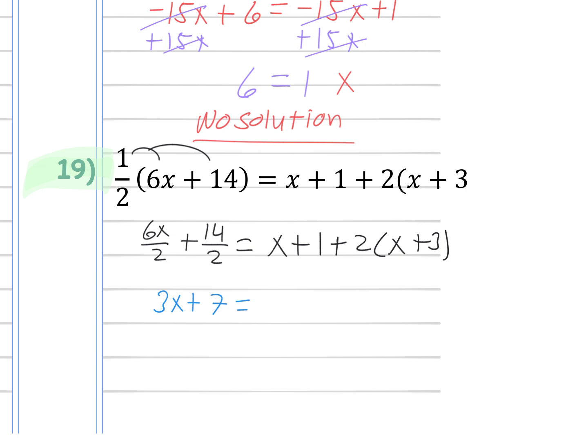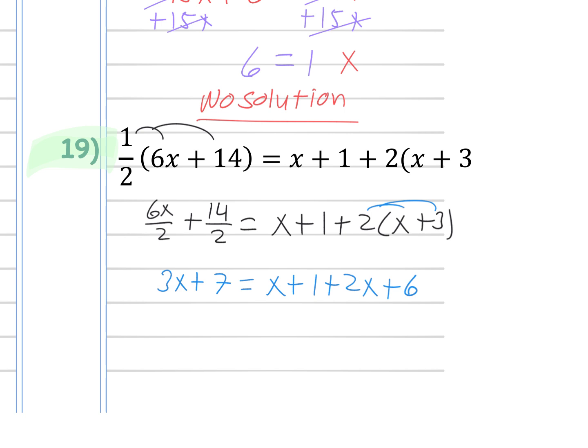So this one was fine to distribute the 1/2. Now let's distribute the 2. So we get x plus 1 plus 2x plus 6. And now let's combine like terms. X plus 2x is going to get us 3x. 1 plus 6 is going to get us 7.